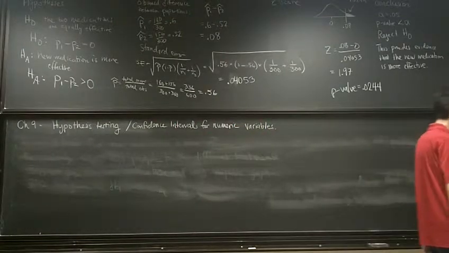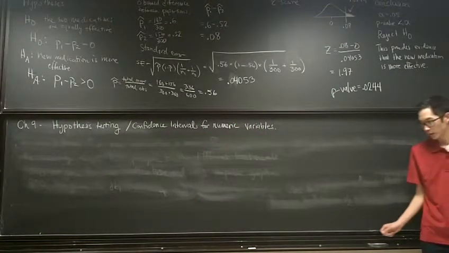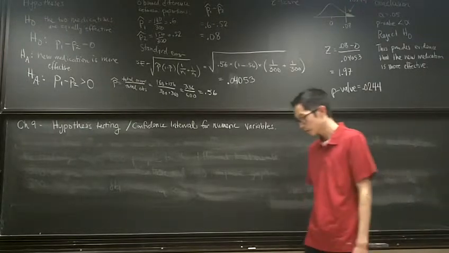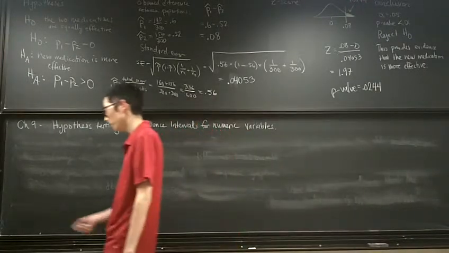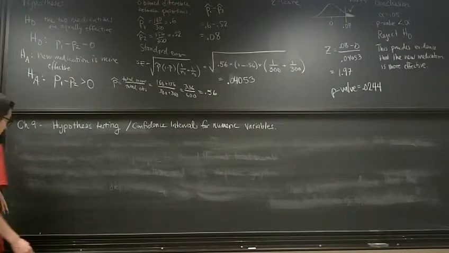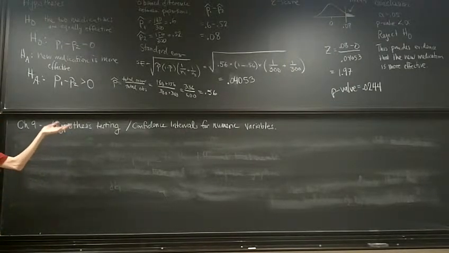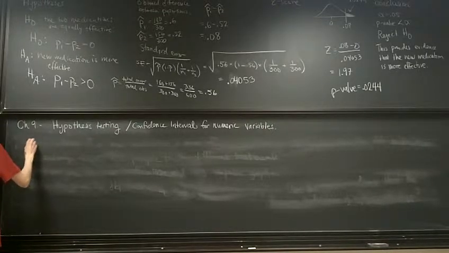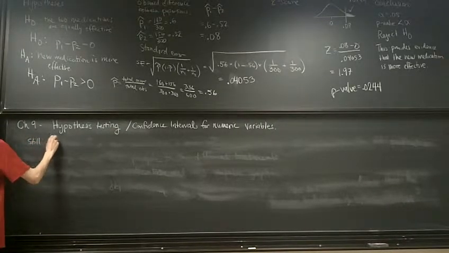Okay, so now we're dealing with numeric variables. We're still dealing with samples, and based on the samples, we want to make a conclusion about the population. But this time, we're talking about a numeric variable. So we're still doing inference.